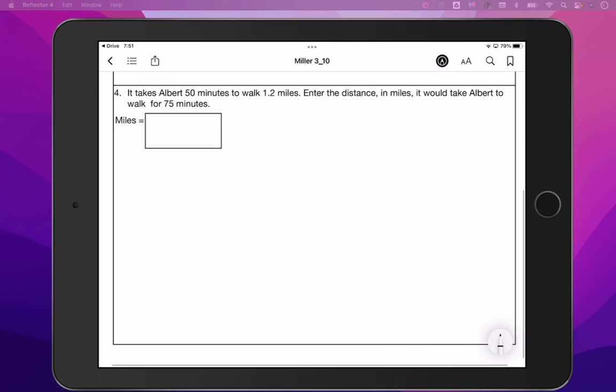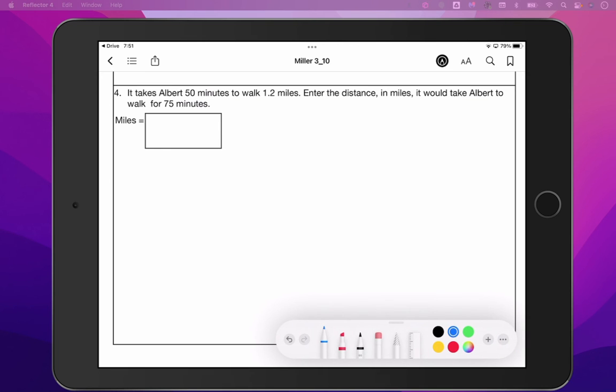So it takes Albert 50 minutes to walk 1.2 miles. That's a long time. He must be really taking his time. Enter the distance in miles. It would take Albert to walk for 75 minutes. The language on that one is kind of weird, but basically what we're comparing, everyone, is minutes to the distance that he goes or the number of miles.